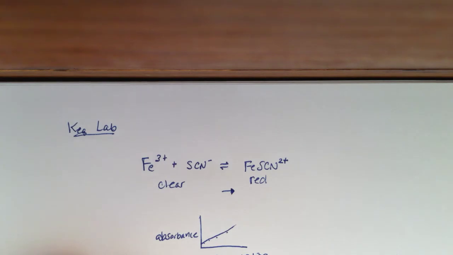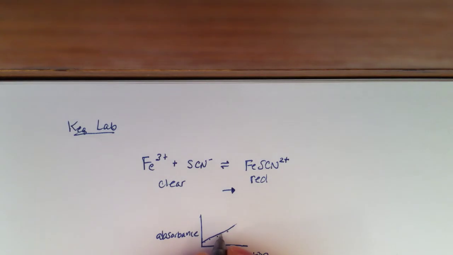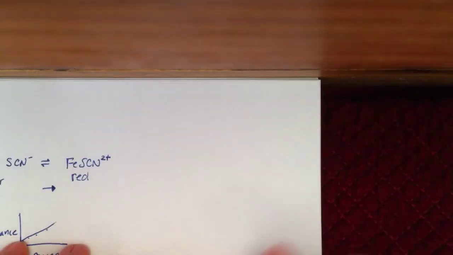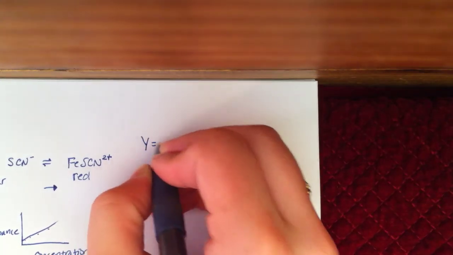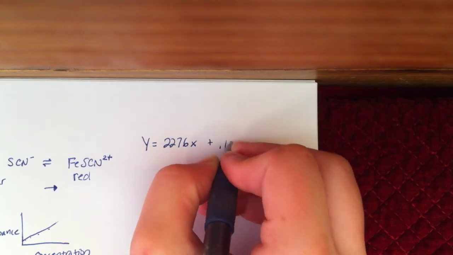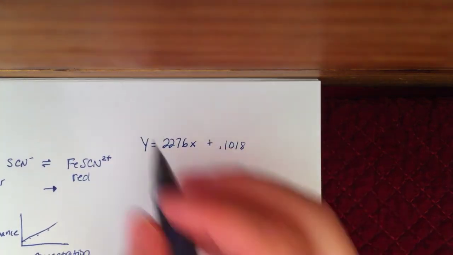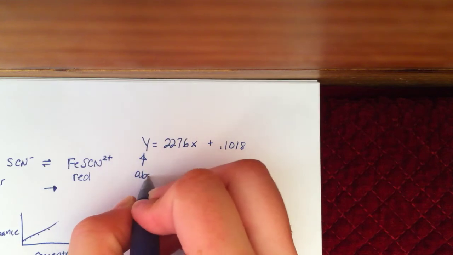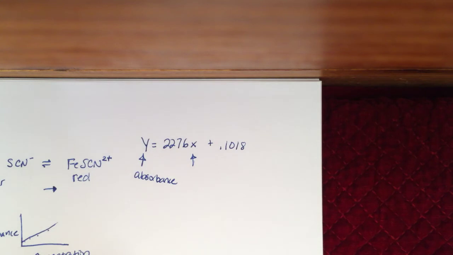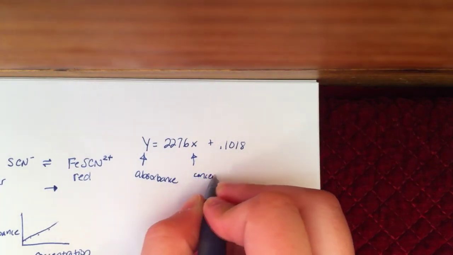So, in the next part of the lab, you were given an unknown, and basically all you had to do with that unknown was figure out, based on the line of best fit. Okay, so the line of best fit was, this was the absorbance, and this is the concentration.